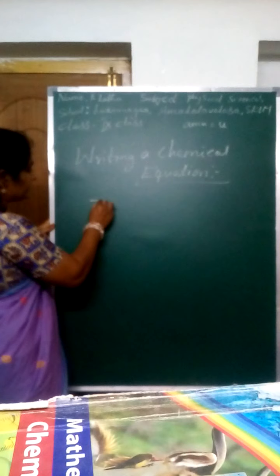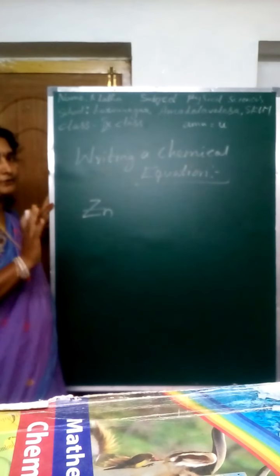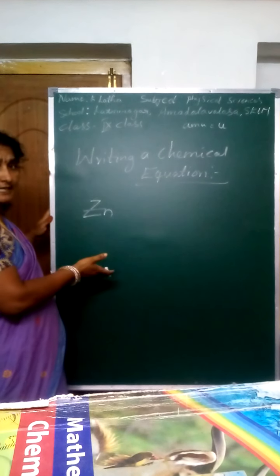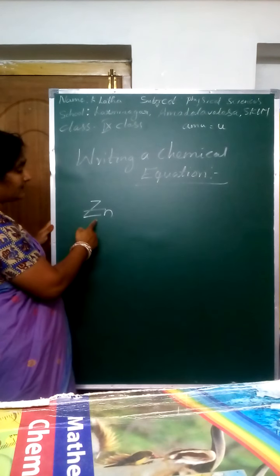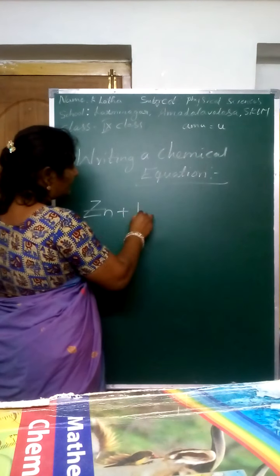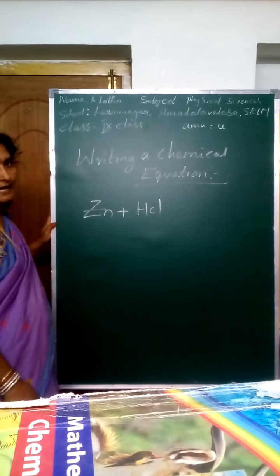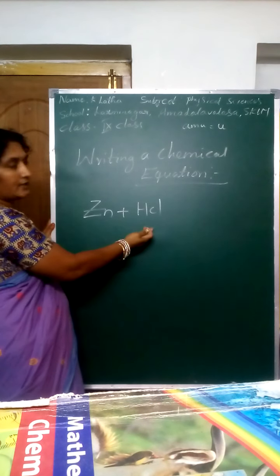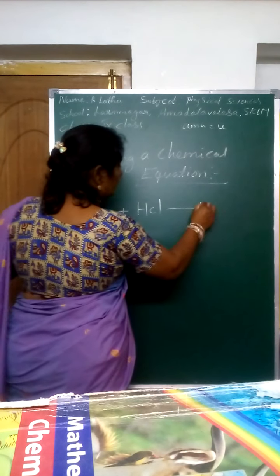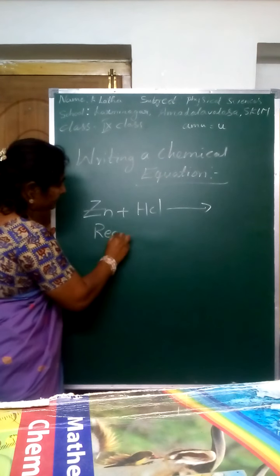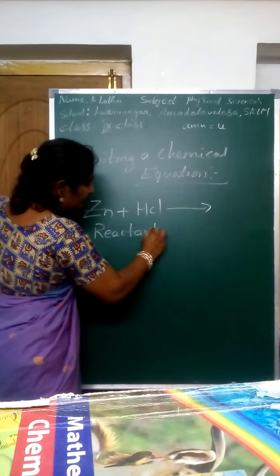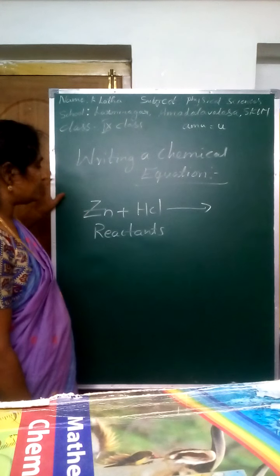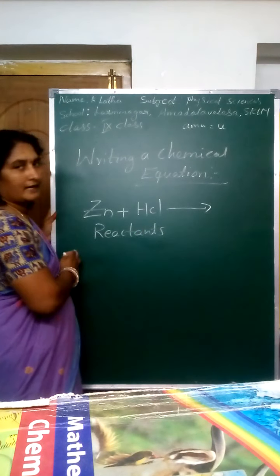So this experiment I am writing as a chemical equation. We already know the symbols of elements, so we use symbolic forms. The zinc symbol is Zn, plus we add HCl, hydrochloric acid, whose symbol is HCl. This is called the reactants. These are the participants in the reaction, and we write these reactants on the left side.